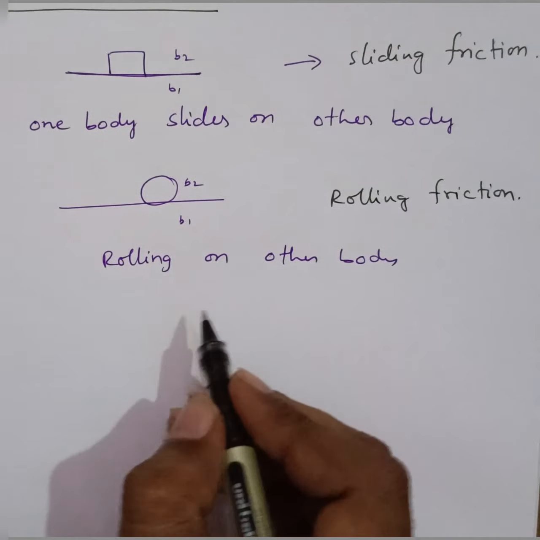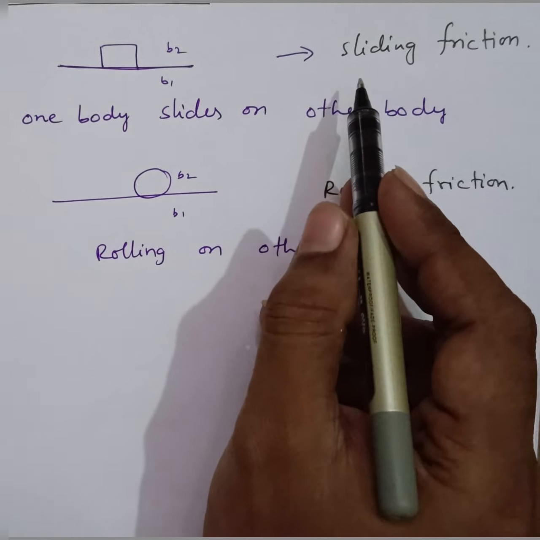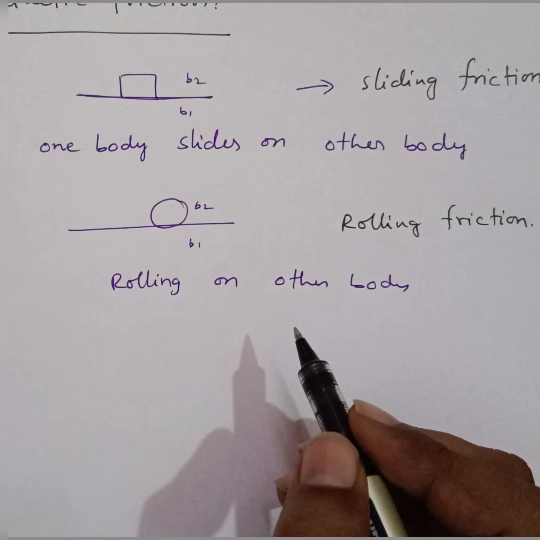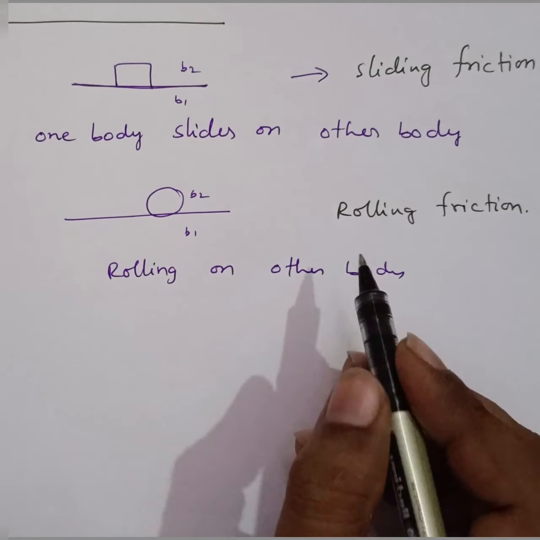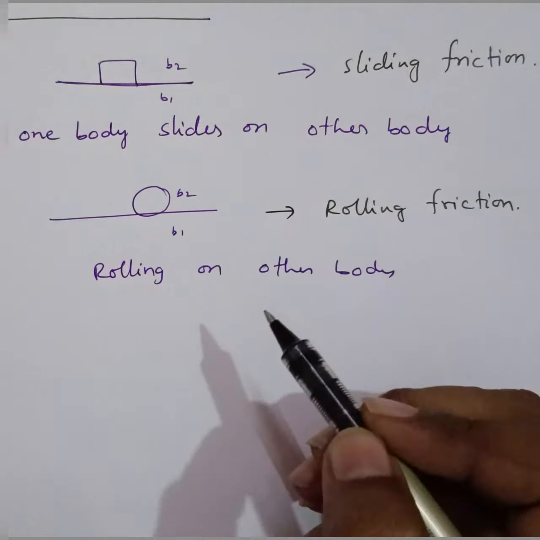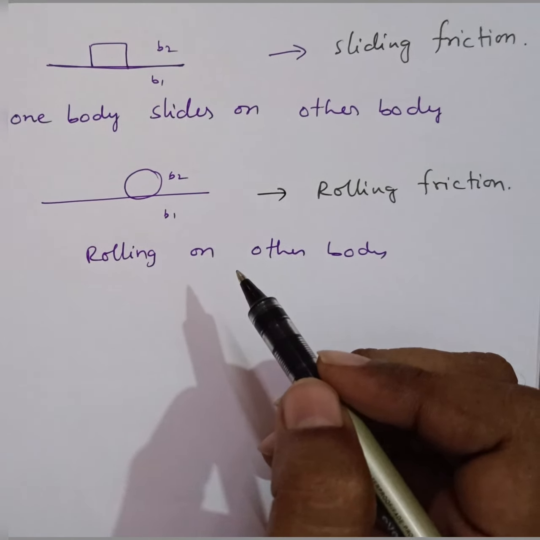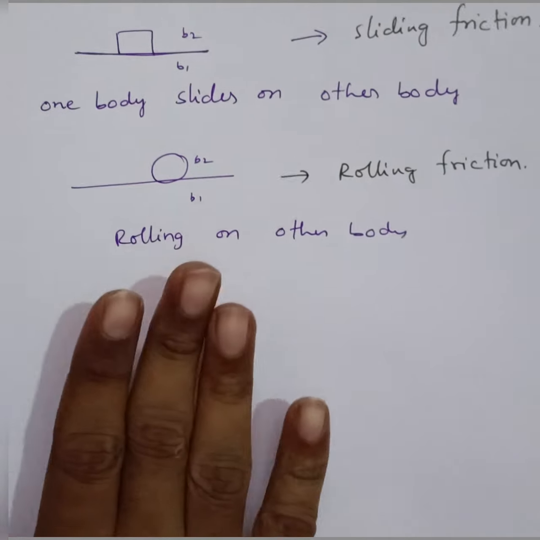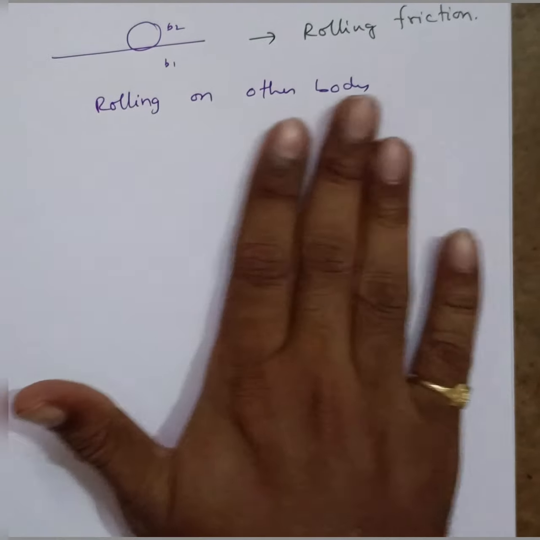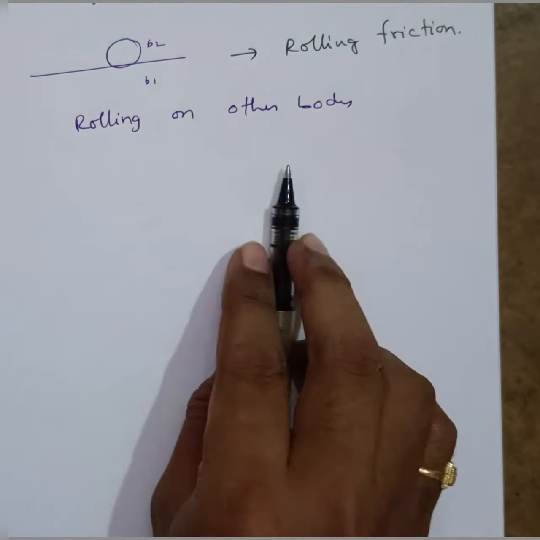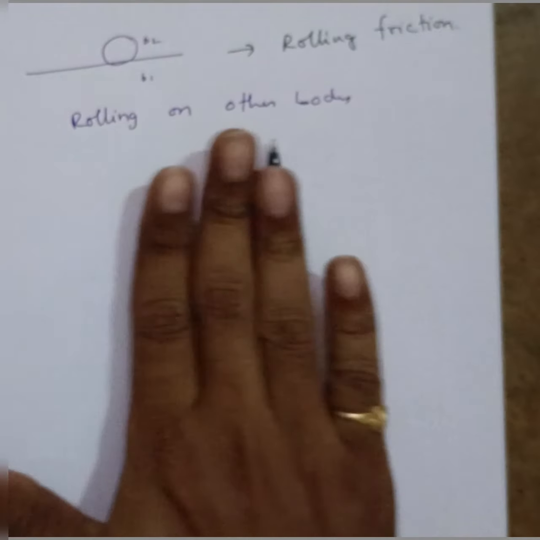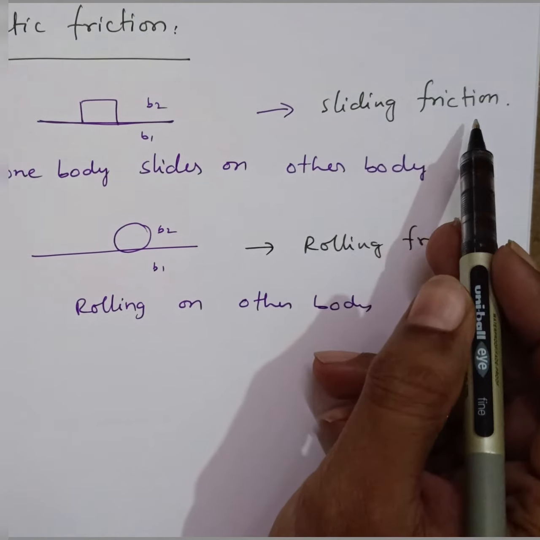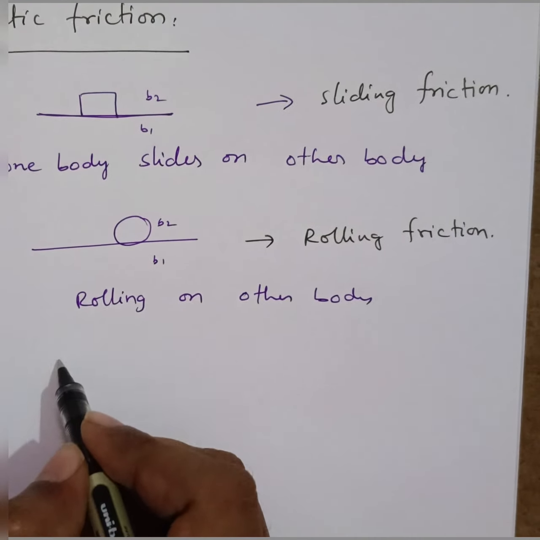Now when we see, sliding friction is more than rolling friction. That's why we are using wheels for vehicles instead of sliding. If I want to slide my hand like this, it is difficult. When a pen is kept here, it becomes easy. Means sliding friction is more than rolling friction.